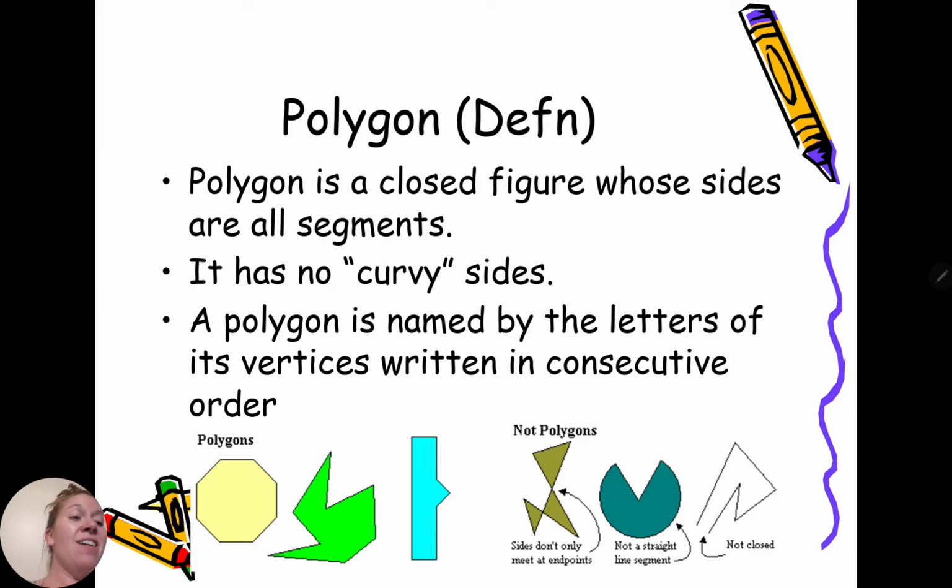These guys, however, are not polygons. Here, we have a curvy shape, little Pac-Man, no polygon, no roundedness, right? Here, this guy's open, not a closed shape, so no polygon. And this guy has multiple closed shapes. This is actually 3 triangles, right? But we have many different meeting endpoints, so this is also not a polygon. All right, pretty straightforward.